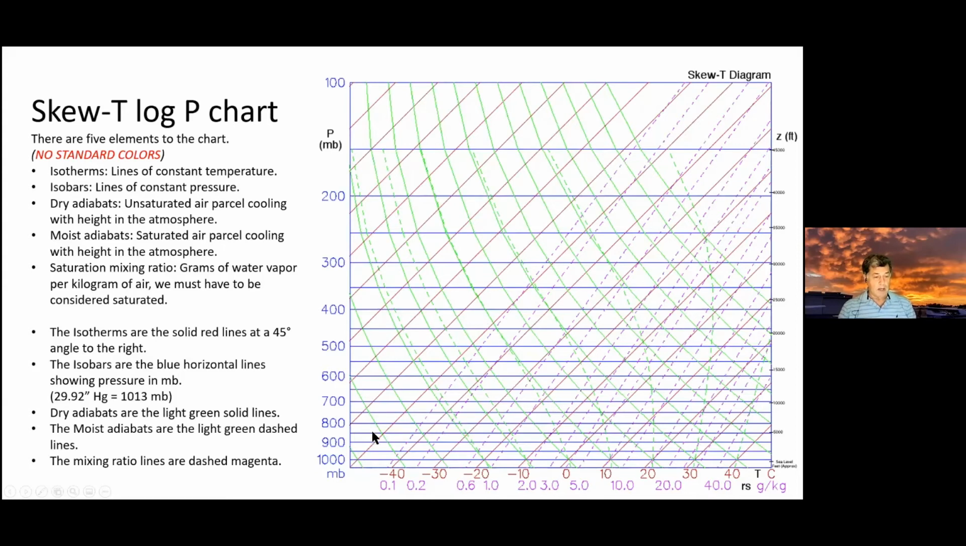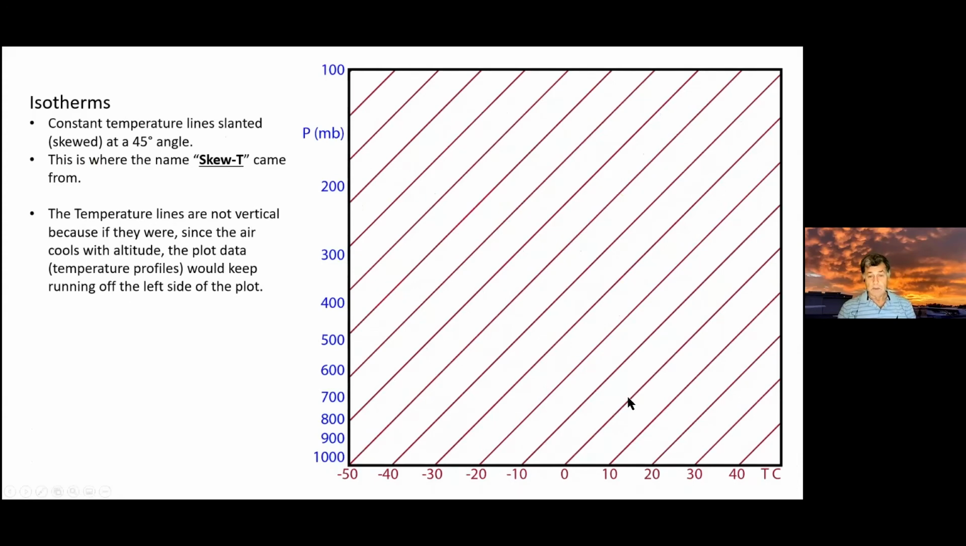All right, and then by the way, you notice here that the chart has about 1,000 millibars at the bottom, and we know that our 29.92 inches of mercury is the standard average, what we consider a normal day barometric pressure at mean sea level, and that equates to 1,013 millibars. So sea level is right here at the bottom of the chart. Chart even goes slightly below that. All right, so let's break it down.